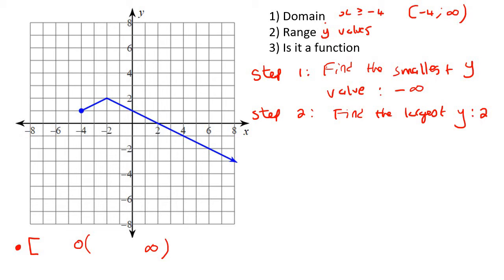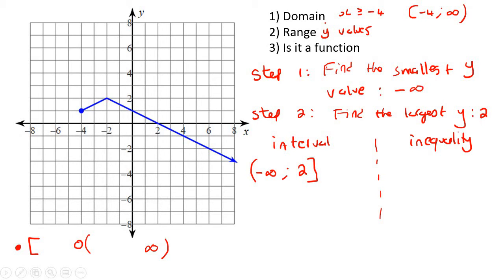So what you can do, if you prefer to use interval or the inequality, I'll show you both. So for the interval, you would go, okay, so the smallest y value, always do the smallest one first, okay? That's important. Always the smallest one first, which was minus infinity. Remember that infinity always gets a round bracket. And then the 2 was the largest y value, and we include it because it's touching the 2, okay?